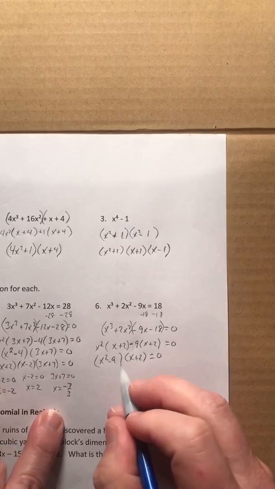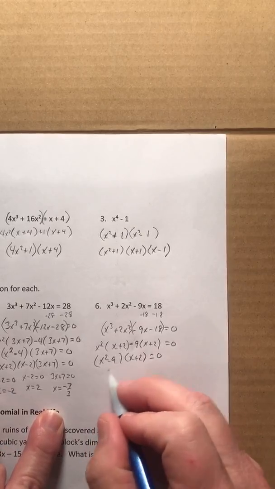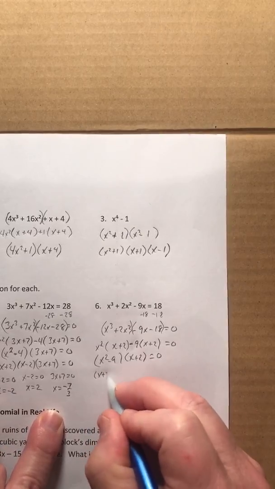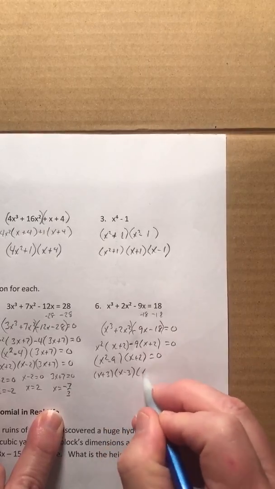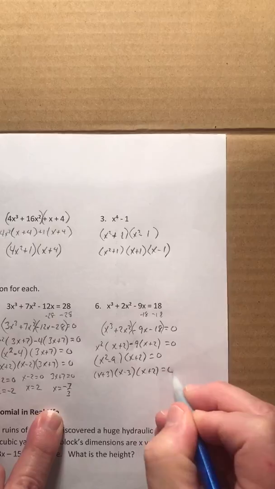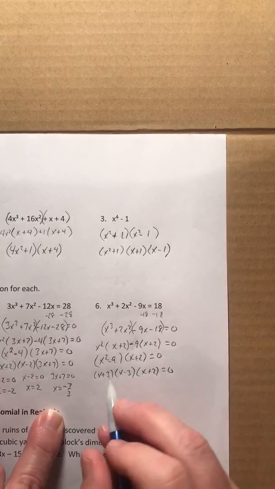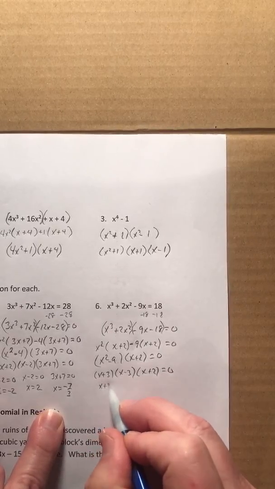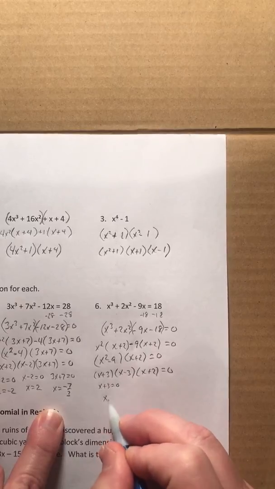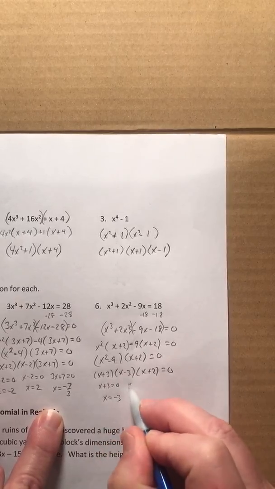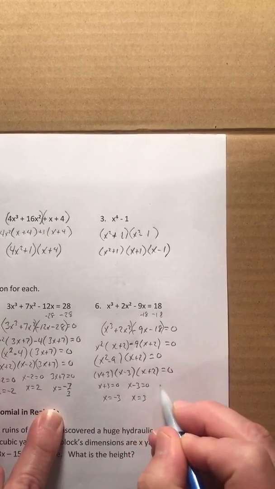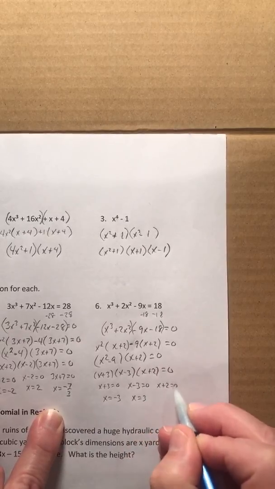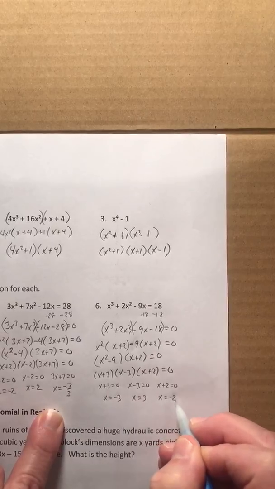Again, the difference of perfect squares. So our x squared minus 9 becomes x plus 3 times x minus 3. And then bring down our x plus 2. And then set them all equal to 0 and solve. So we set the x plus 3 equal to 0. We get x equals negative 3. Set x minus 3 equal to 0. And we get x equals 3. And set x plus 2 equal to 0. And we get x equals negative 2.